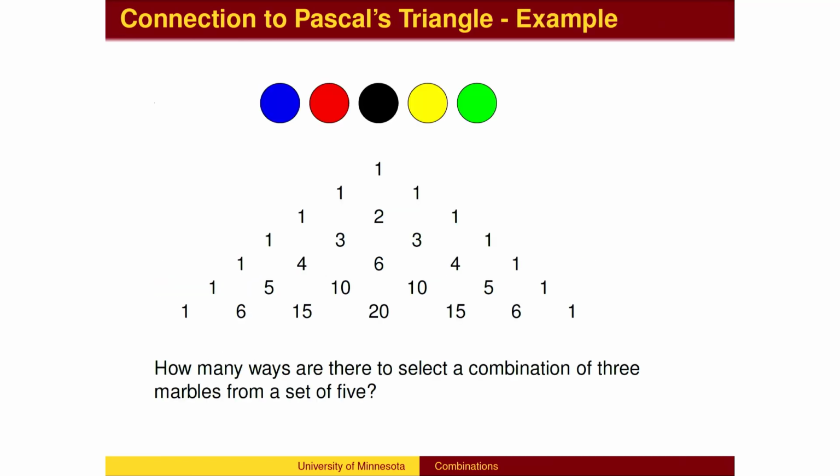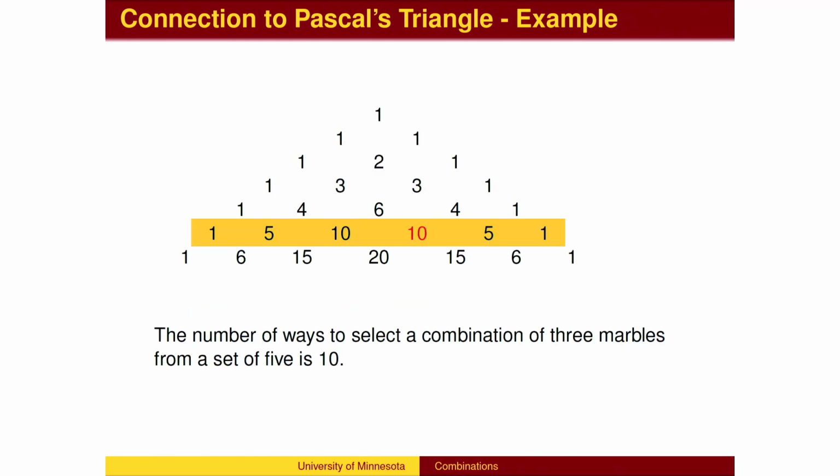Here's an example. How many ways are there to select a combination of 3 marbles from a set of 5 when we don't care about the order? To find the answer, we need to find the 5th row, since we are choosing from 5 total marbles. The 5th row begins 1, 5. In the 5th row, we now need to find the entry corresponding to k equals 3.